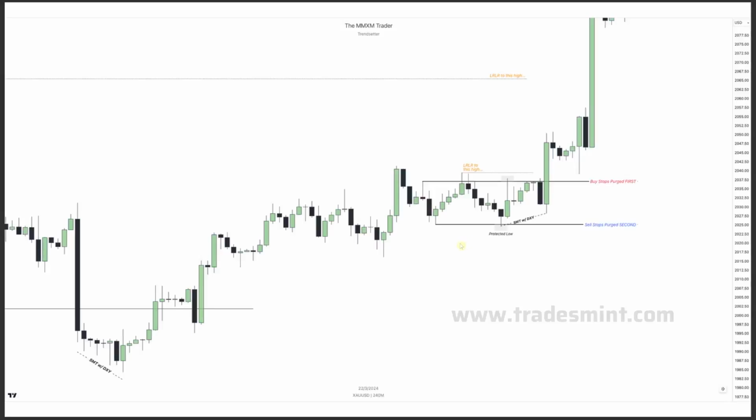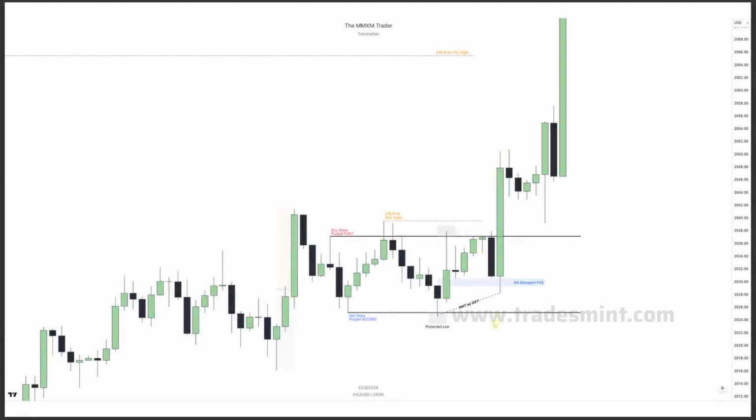Now the same thing happens over here, right? We've got this range, and this is a fractal. We are on 4-hour right now. This was the daily high and the daily low of the range. We can see the buy stops being purged first, then the sell stops, and then we have a protected low, right? And what was key, again, mechanical approach? We want to see 1, 2, then SMT happen, making a higher probability protected low, and then the low resistance liquidity run should happen into the high.